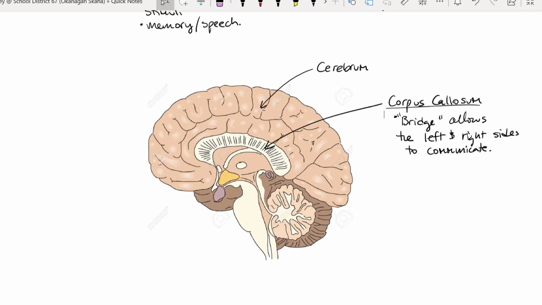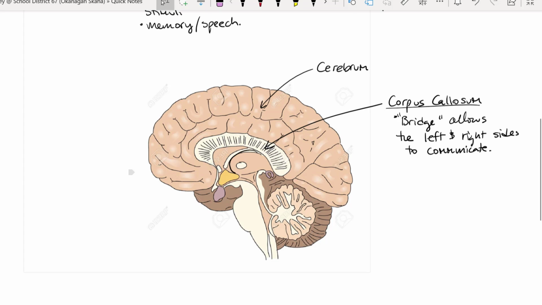But it was one thing that you've probably heard of: our left side of the brain controls the right side of our body, and the right side of our brain controls the left side of our body. And so, without a corpus callosum, it doesn't allow the two sides to talk to each other.